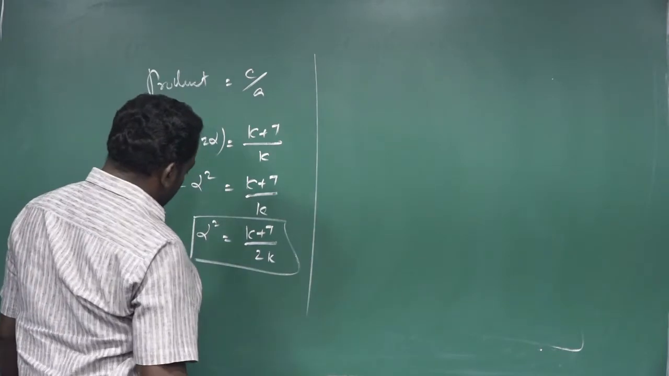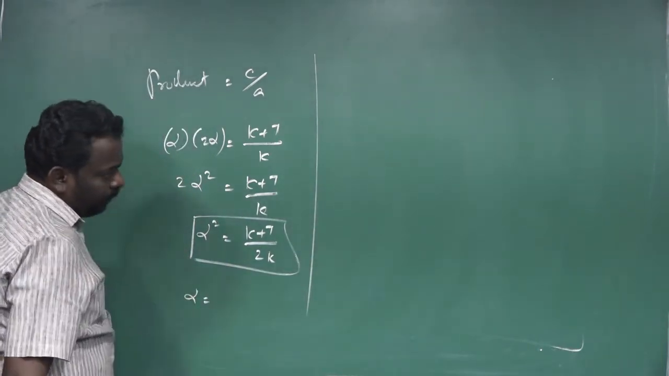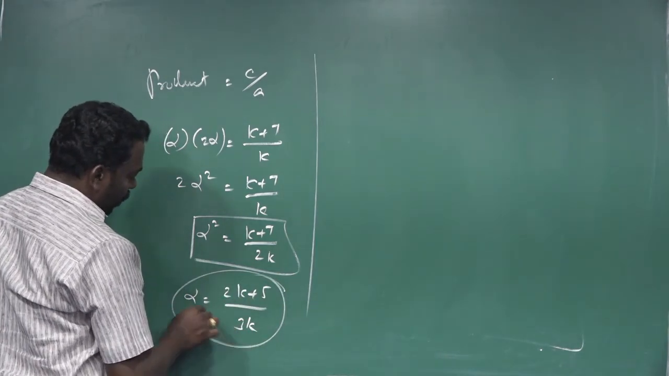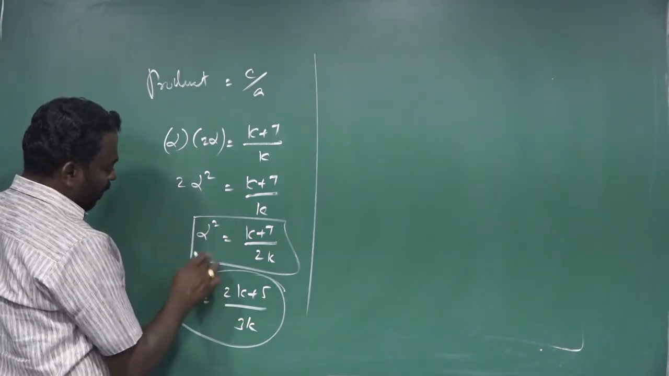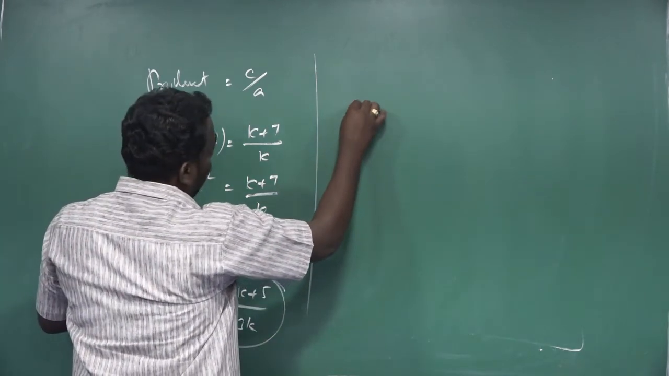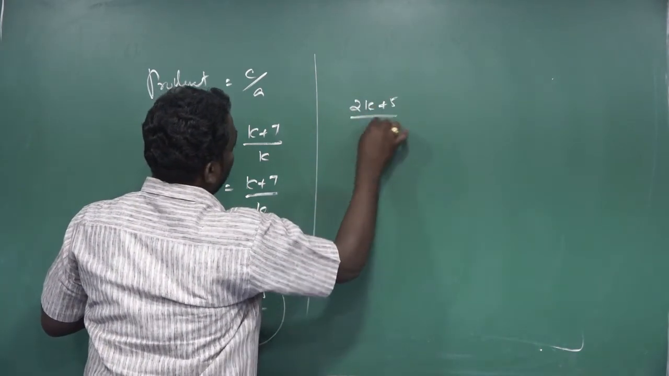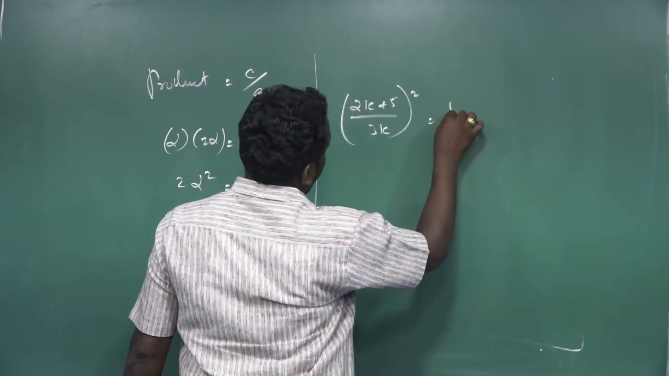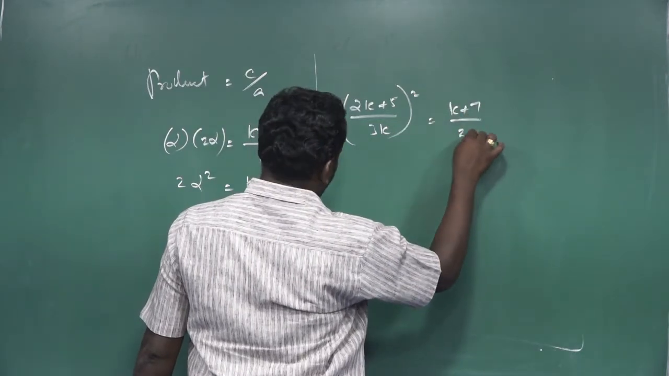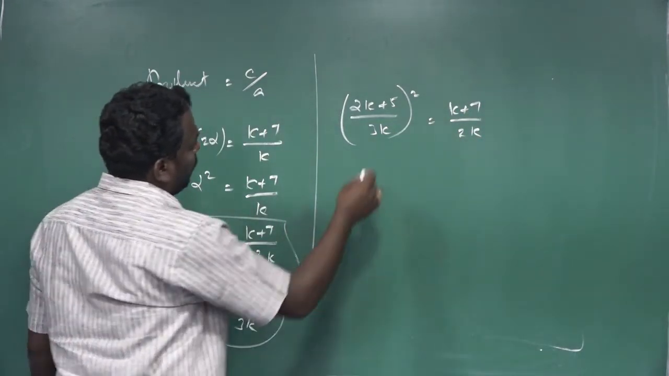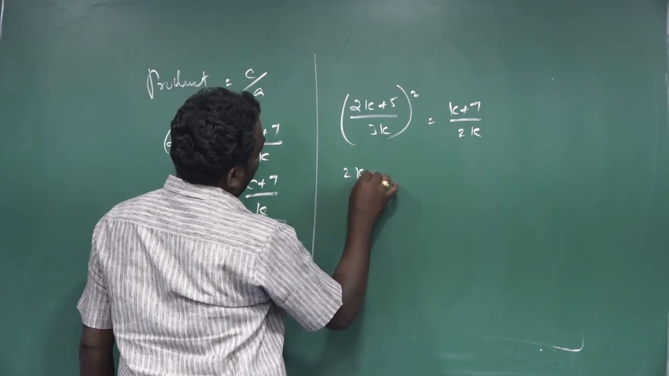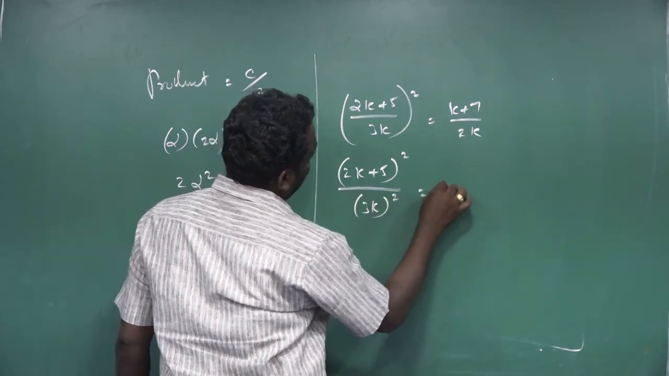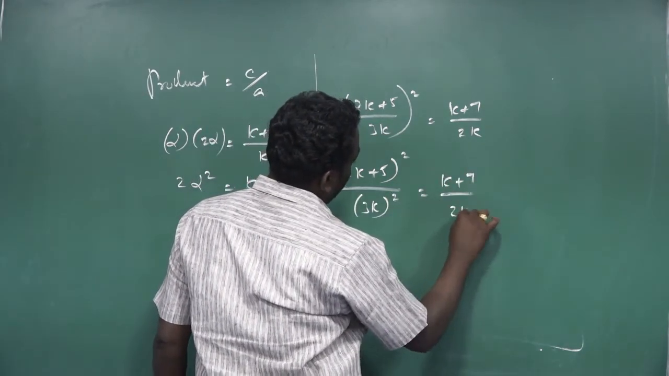Now already we obtained the alpha value, that is equal to 2k plus 5 by 3k. Now just substitute this alpha value in this equation. Therefore alpha equal to 2k plus 5 by 3k, whole square, that is equal to k plus 7 by 2k. Now take the square inside the bracket: 2k plus 5 whole square by 3k whole square, that is equal to k plus 7 by 2k.